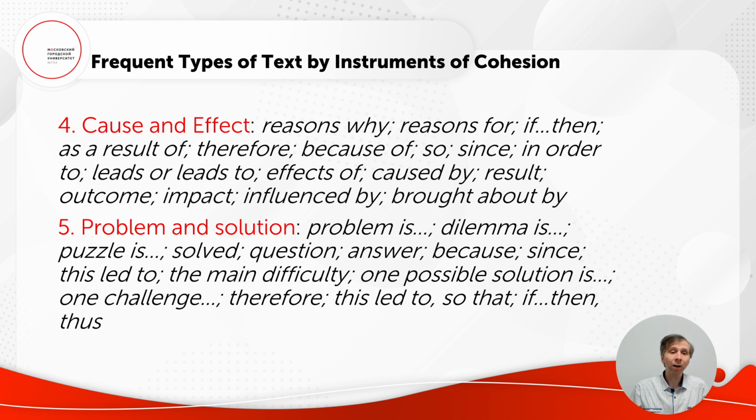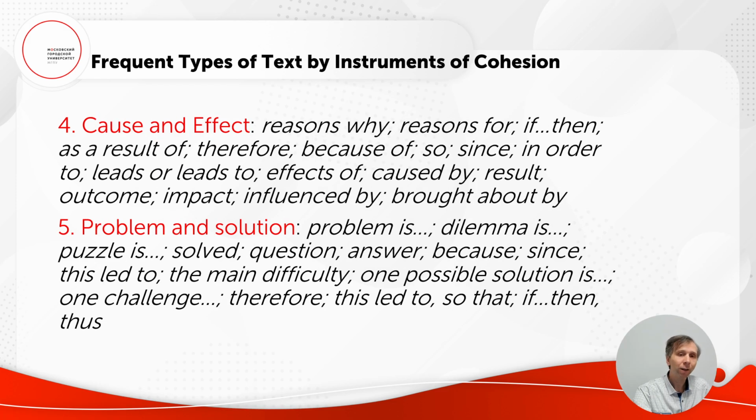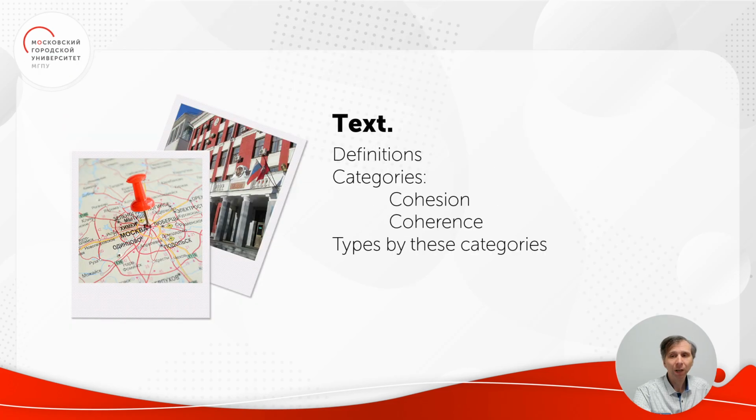So these elements point us in the direction of the problem and solution texts. So once again, description, sequence, compare and contrast, cause and effect, problem and solution. So this is something that we looked at in this segment of the lecture. These are the definitions of text, the categories of textual analysis, and the categories of texts as a notion, cohesion, coherence, and the types of text which are based on these categories.